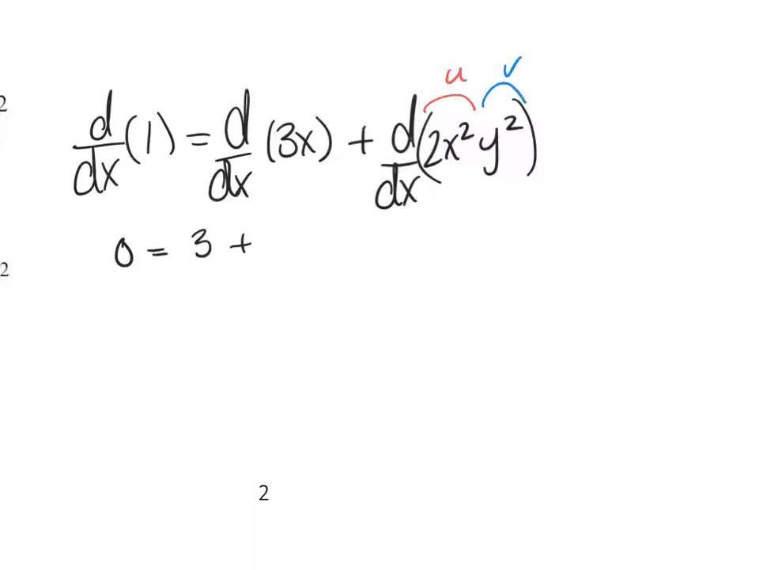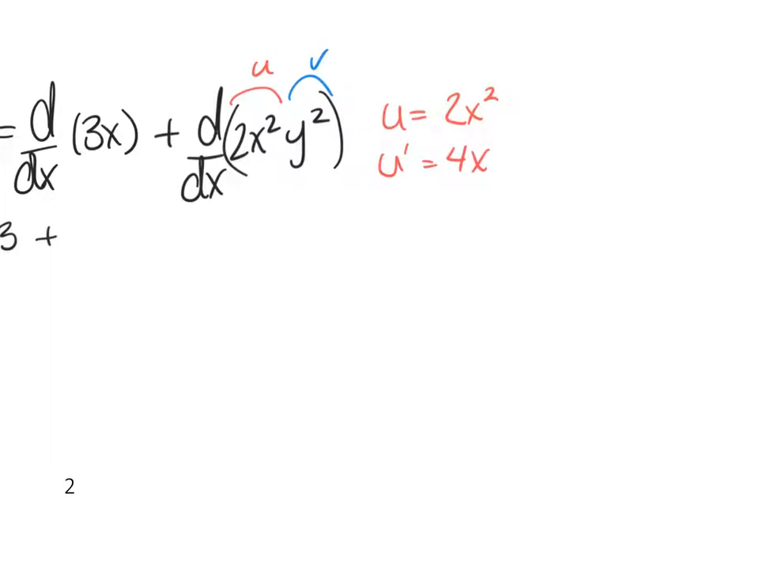So u is equal to 2x squared. The derivative with respect to x is our usual, so u prime is going to be 4x. No issues there. When I do y, which is v, is y squared, I'm going to get v prime is equal to 2y dy dx, because it is with respect to x.